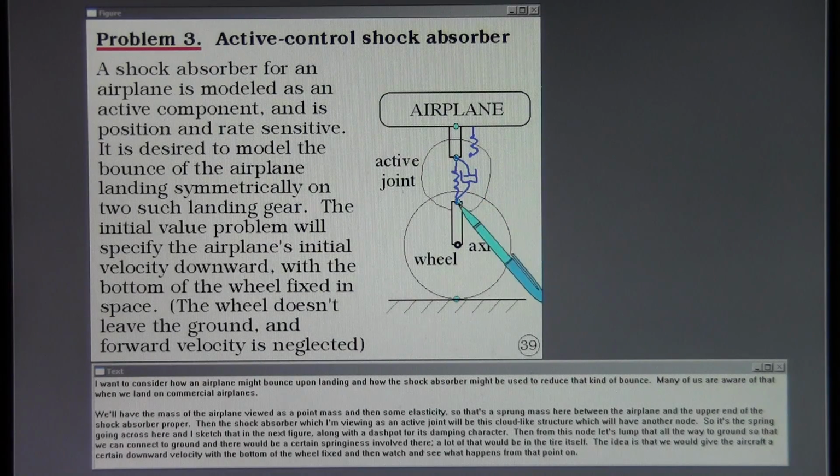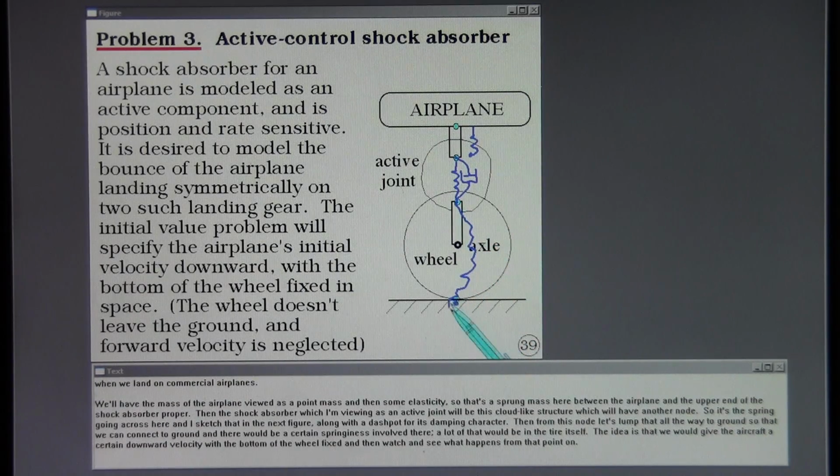Then from this node, let's lump that all the way to ground so that we can connect to ground, and there would be a certain springiness involved there. A lot of that would be in the tire itself. The idea is that we would give the aircraft a certain downward velocity with the bottom of the wheel fixed, and then watch and see what happens from that point on.